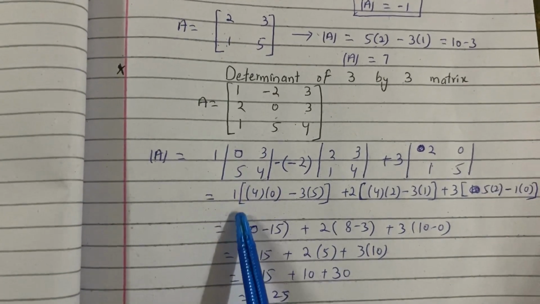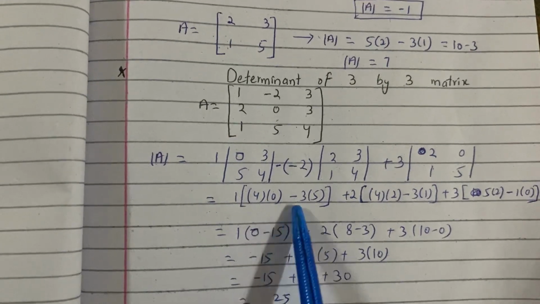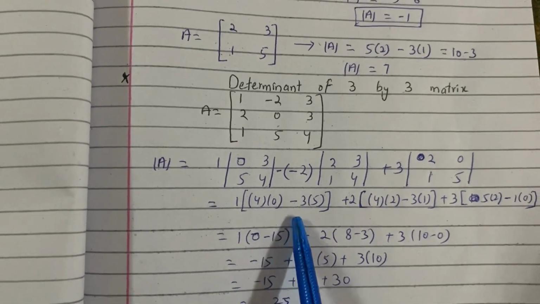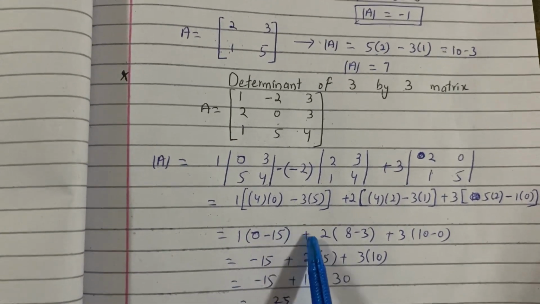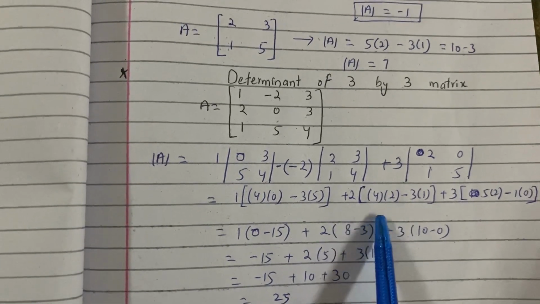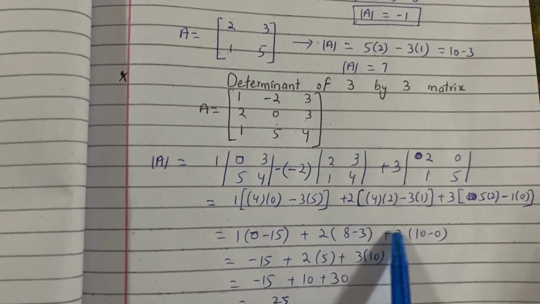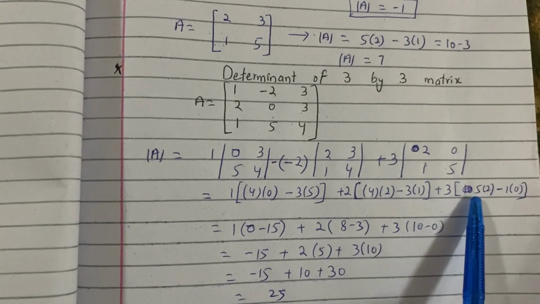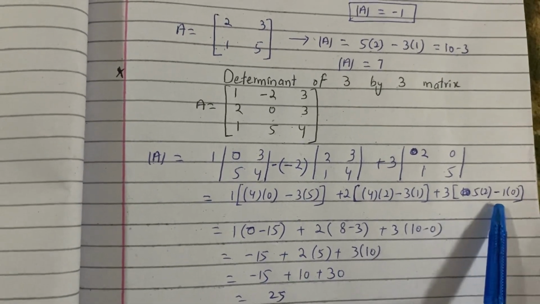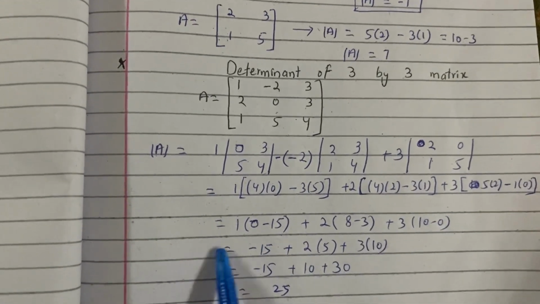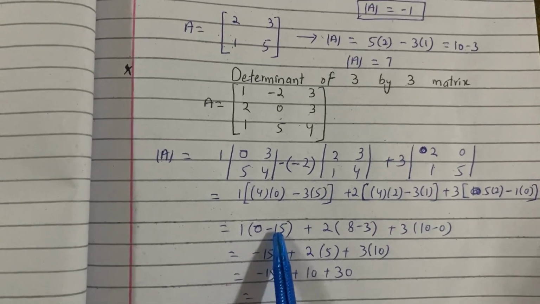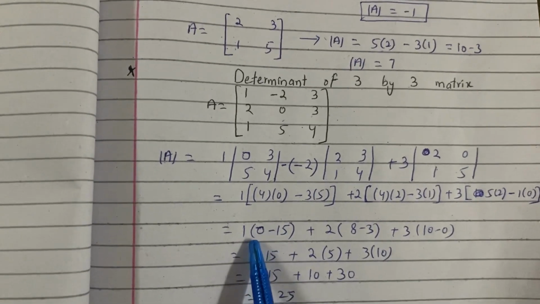So 1 into 4 into 0 is 0, and 3 into 5 is 15, so minus 15. Plus 2 into 4 into 2 is 8, and then minus 3 into 1 is 3. Plus 3 into 5 into 2 is 10, and then 1 into 0 is 0. So you will be left with 1 into minus 15. 0 minus 15 is minus 15.